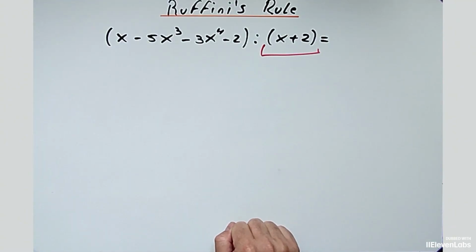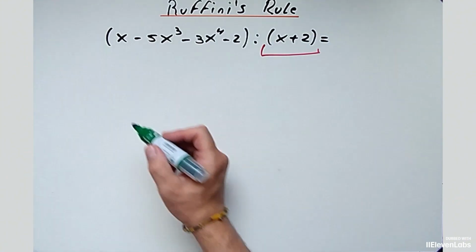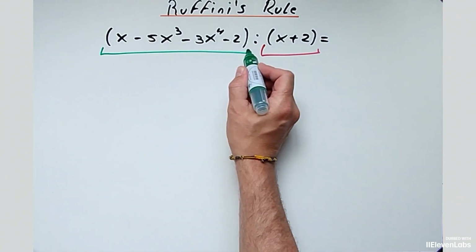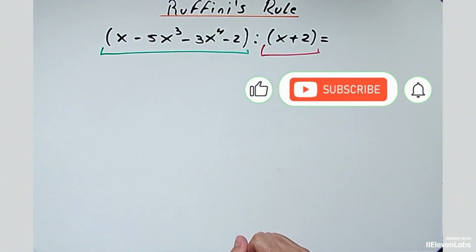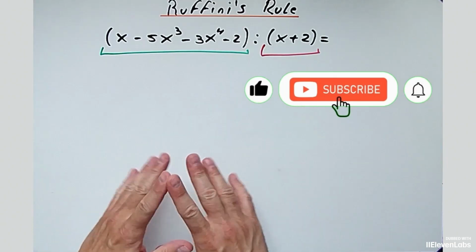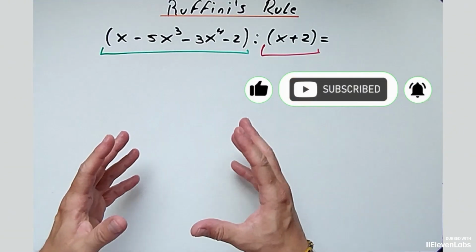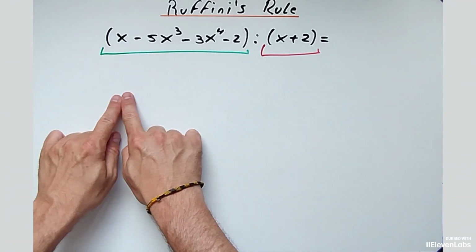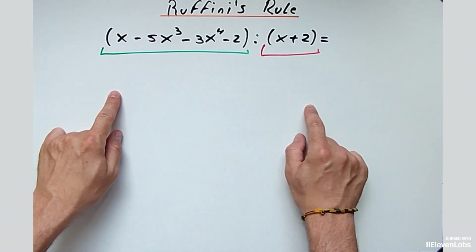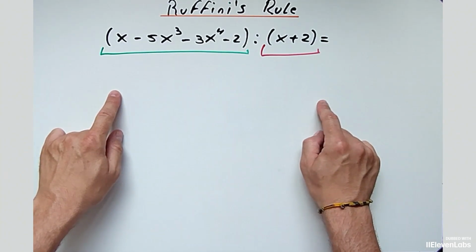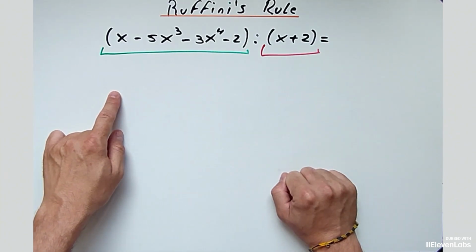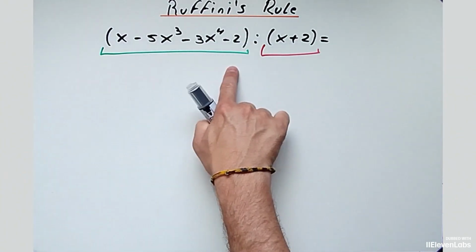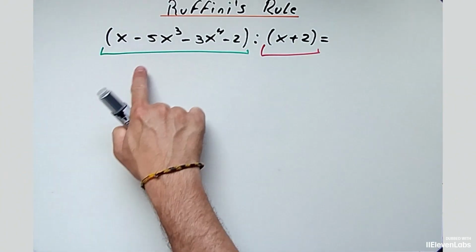The other condition that we must meet is that your dividend polynomial, the one highlighted in green, must always be complete and ordered. What exactly does it mean for it to be complete and ordered? We need to arrange the exponents starting from the largest one all the way down to the independent term. Remember that the independent term is the one that does not contain any x variable. So, we're going to order the dividend polynomial.